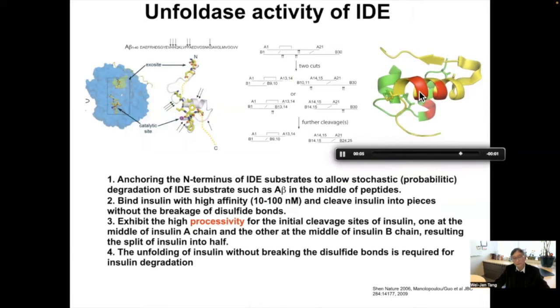An example is insulin. In this case, there are two sites on the A chain shown in green, four sites in the B chain shown in yellow, and here the highlight is in red. Because this site is on an alpha helix, it cannot fit in the catalytic chamber. Therefore, this complete conformation cannot be degraded. We have solved the structure of unfolded insulin inside the catalytic chamber to show what the final product of unfolding looks like.